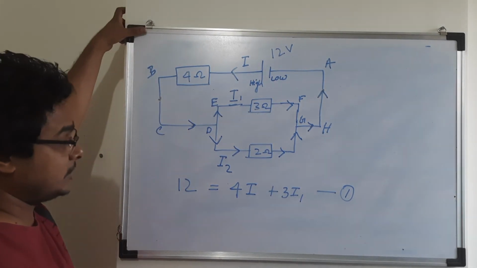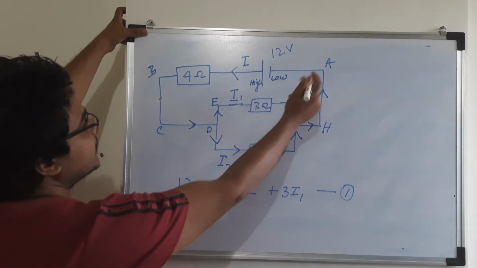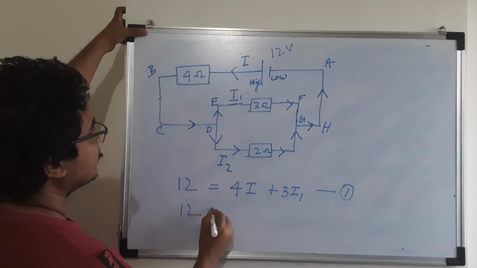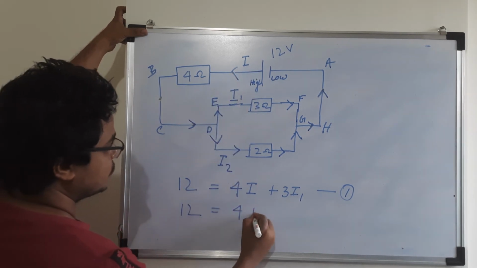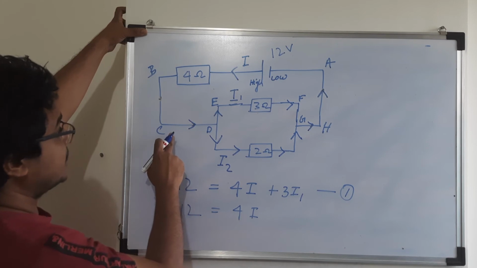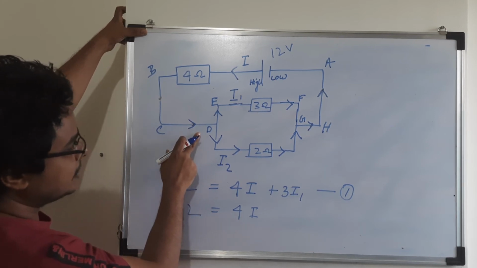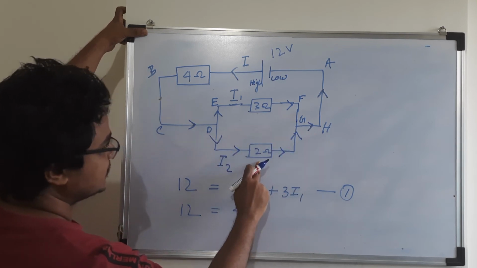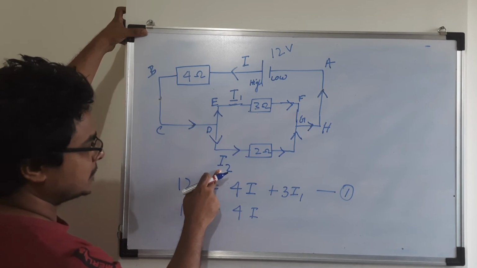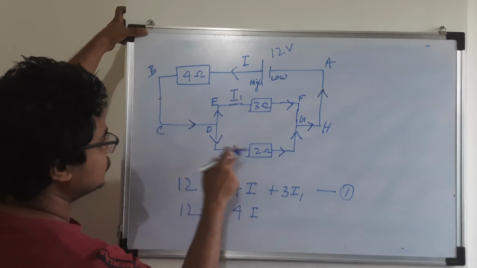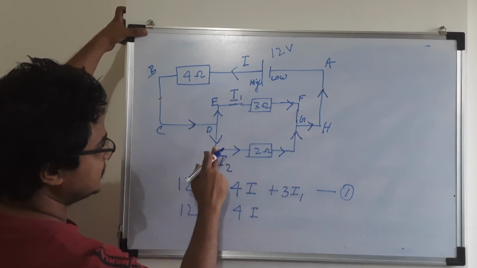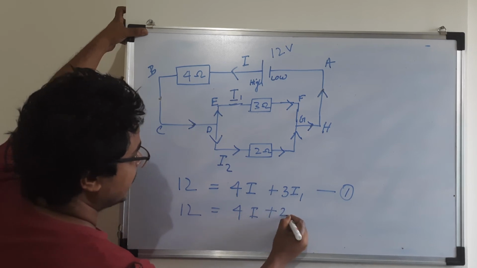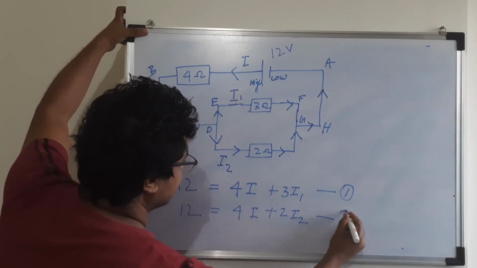Similarly, if you want to write the second equation, you can go like this: A to B, again the same thing, you got 12. Again you got this 4I because A to B is still there. Suppose you are moving from D to G through this, you can see there is one resistor, I2 amount of current is passing through this. Your assumed direction is C, D and then G, in the same direction, so I will take it as positive 2 times I2. You got the second equation.